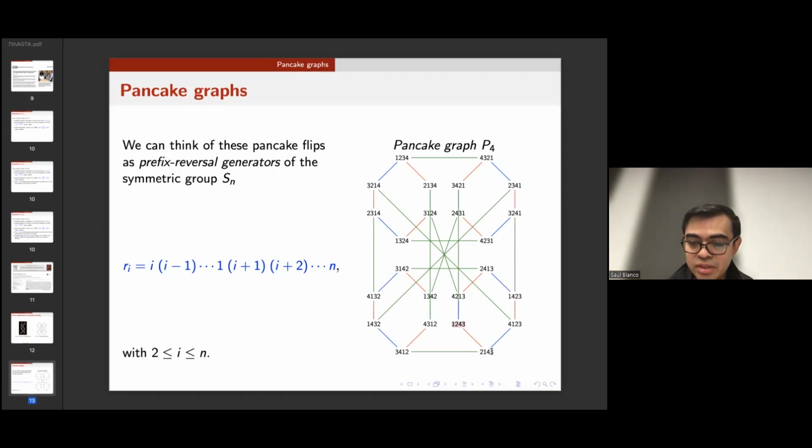Or you can reverse the first three characters, and that will give us 4123, which is this one. Or you can reverse the whole thing, and that will give you 3412, right? So you can get a graph in this fashion. And again, one of the reasons why people in computer science back in the 90s cared about these graphs is because you can think about them as a model for interconnection networks.